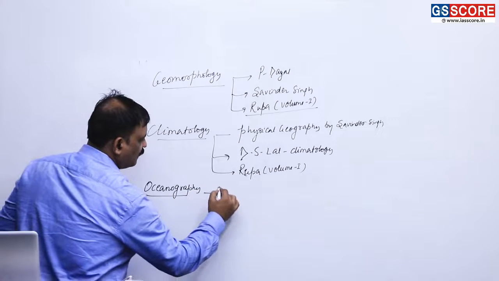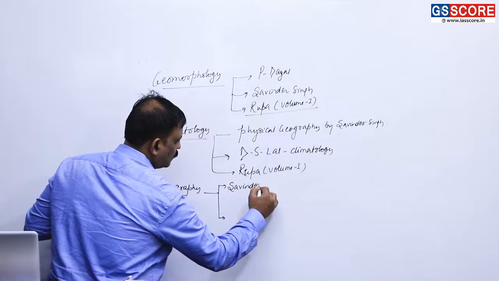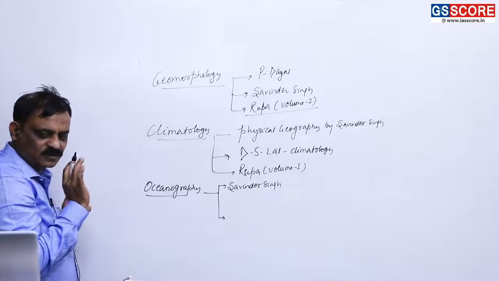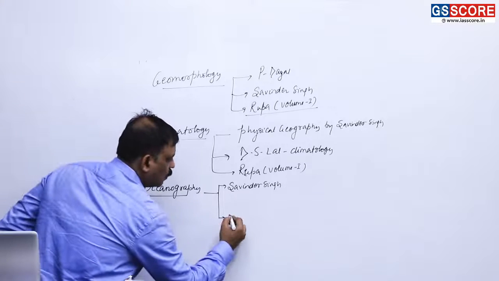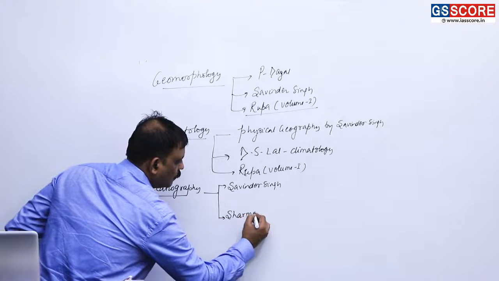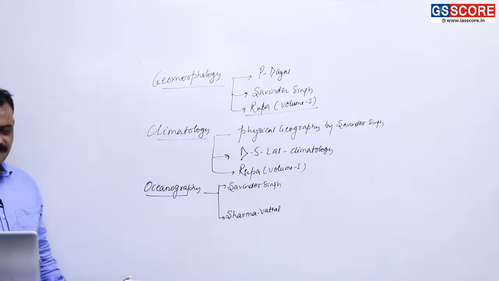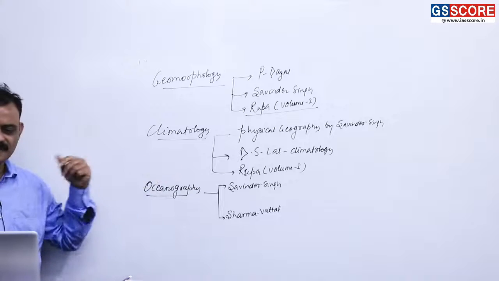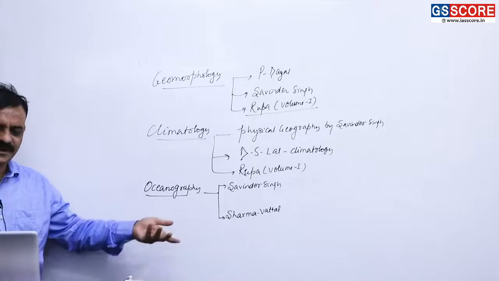For oceanography, there are two books. One is Oceanography by Savindra Singh. It's a good book, and most of the topics of your syllabus are covered there. You can also take Sharma Vatal, a book which we also studied during our preparation time. It is a good book. Take Savindra Singh, and take Sharma Vatal for value addition if you are going for self study.